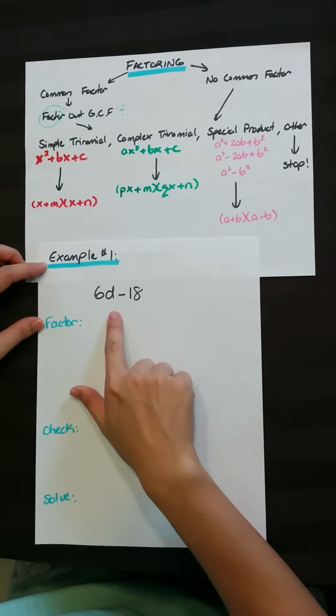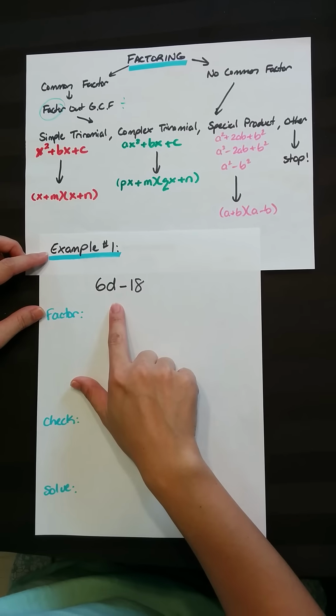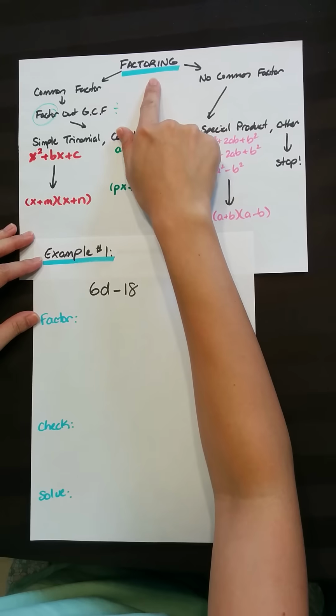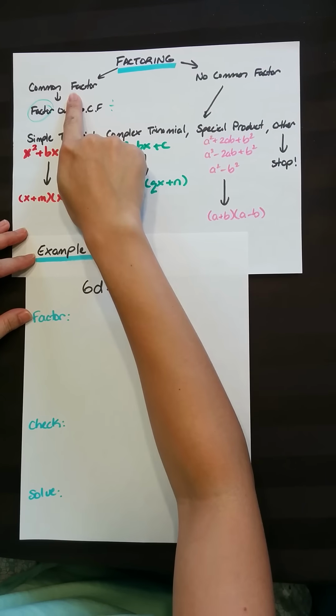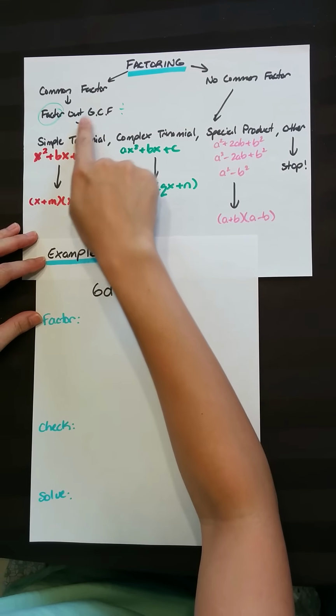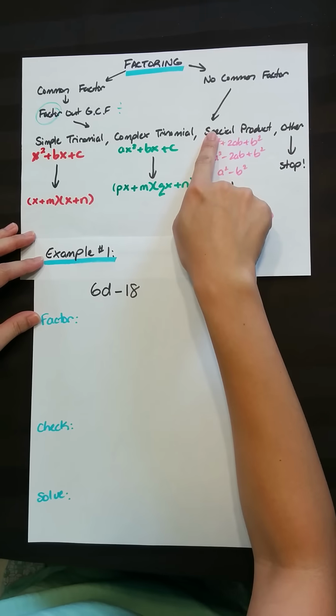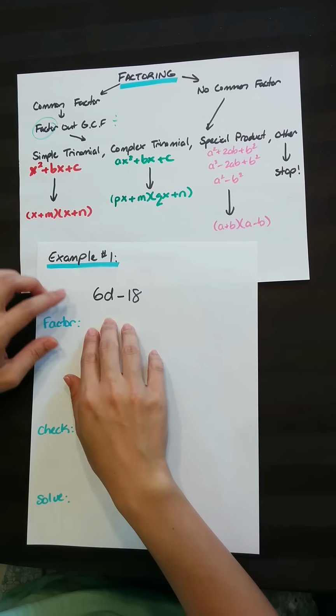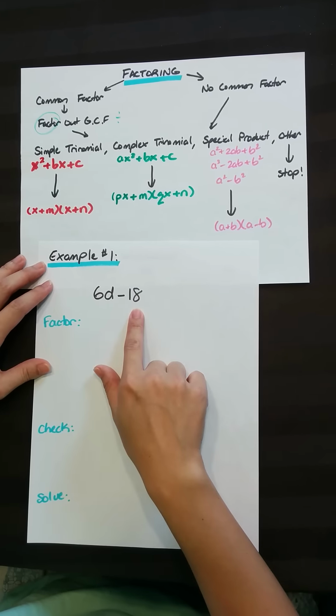Okay, so this is my example right here, 6d minus 18. I'm just going to follow the chart. First of all, is there a common factor? If there is, I'm going to factor it out. And if there isn't, I'm just going to continue on. So a common factor means, is there something that both of these terms can both be divided by?